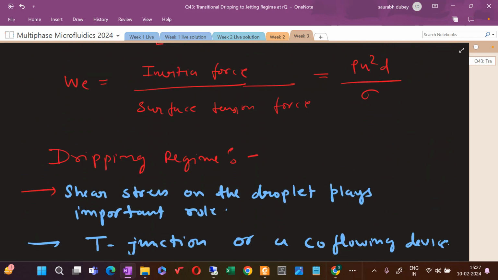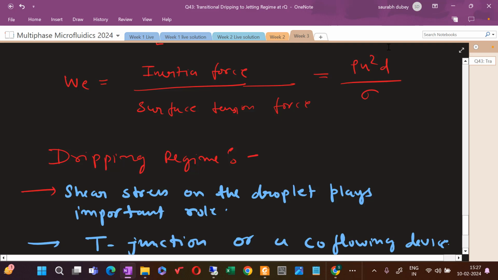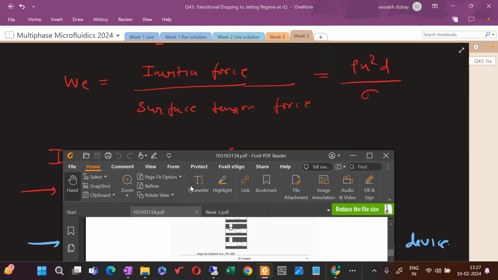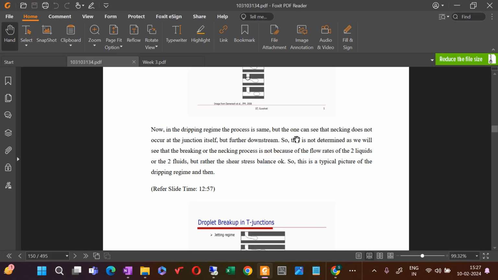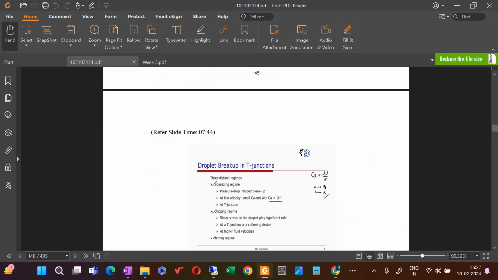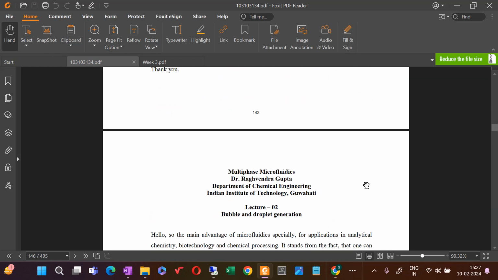And what about the jetting regime? The jetting regime is also one where there will be a jet stretching up, and subsequently that jet will break up. This usually happens at a higher capillary number. Like this, in the lecture also sir has explained. I will be showing you, so this will be clear to you. See here, the different regimes when sir was explaining.